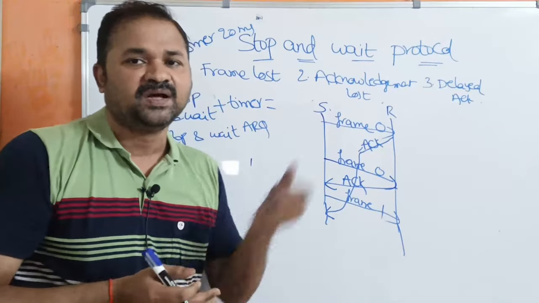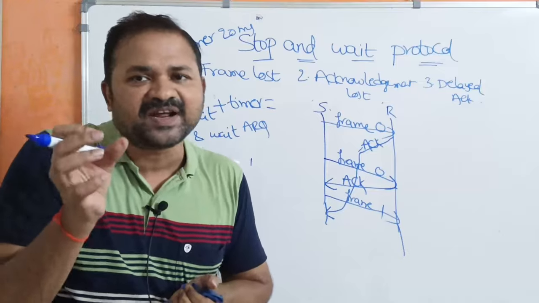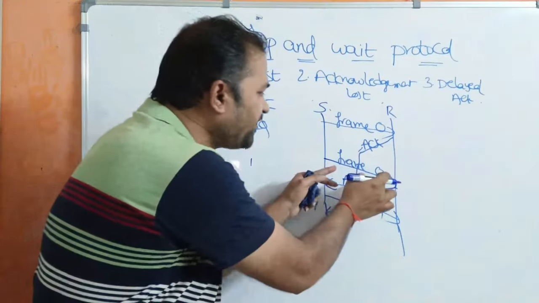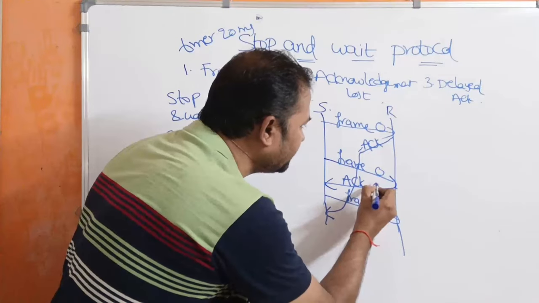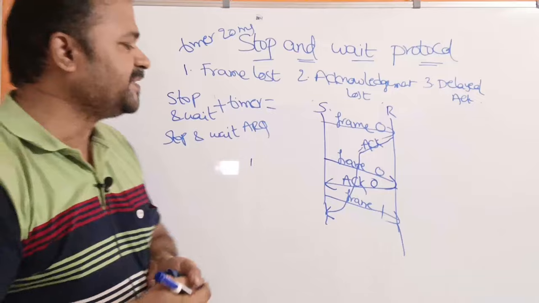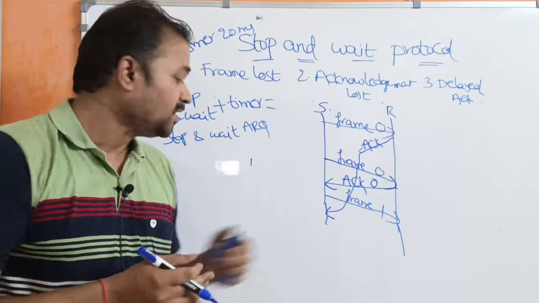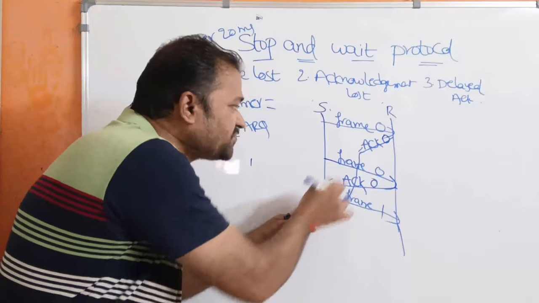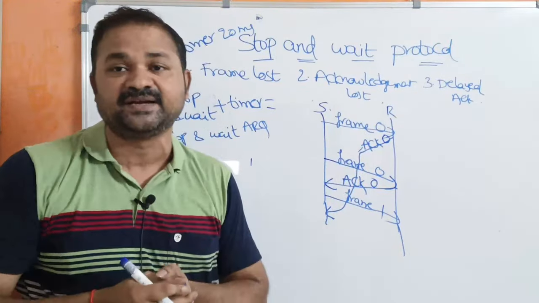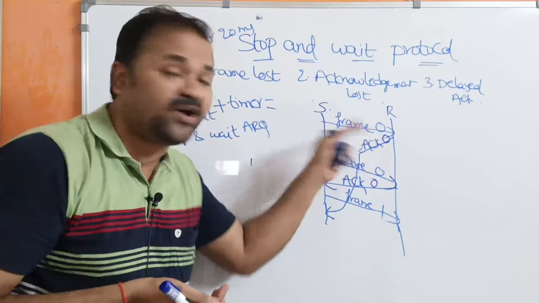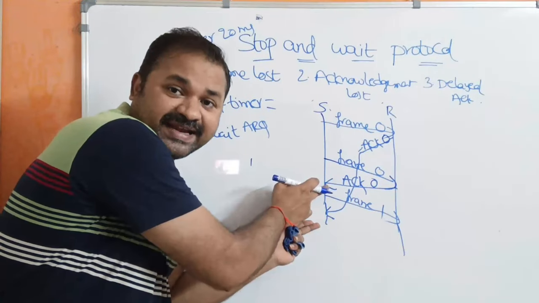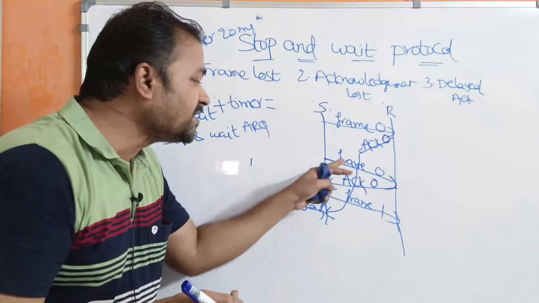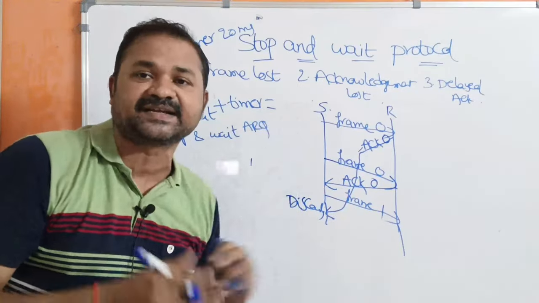In order to solve this problem, while sending the acknowledgement also, the receiver has to provide the sequence number. So let it be frame 0. What is the acknowledgement? Let this acknowledgement be acknowledgement 0. Now this acknowledgement is for frame 0, ACK 0. So now the sender receives ACK 0. By observing that acknowledgement, the sender comes to know that this is acknowledgement 0, but that acknowledgement was already received by the sender.